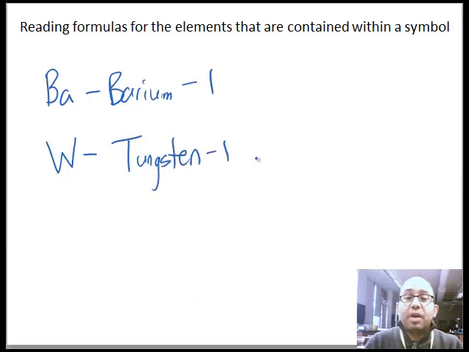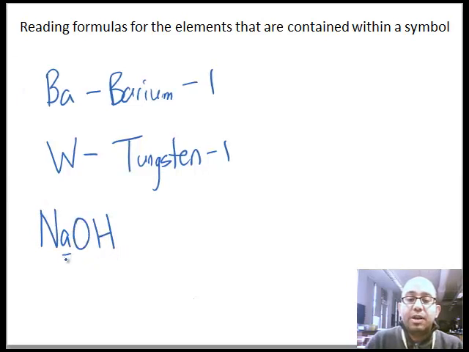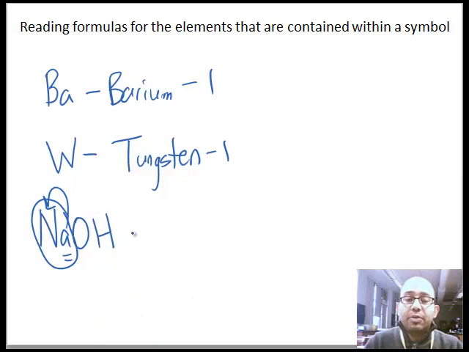But now let's think of a more complex formula. So I'm going to write NaOH. So notice there's a small letter. A small letter indicates that this letter goes with this atom. It's one element. And we look it up on the periodic table, and that is sodium.